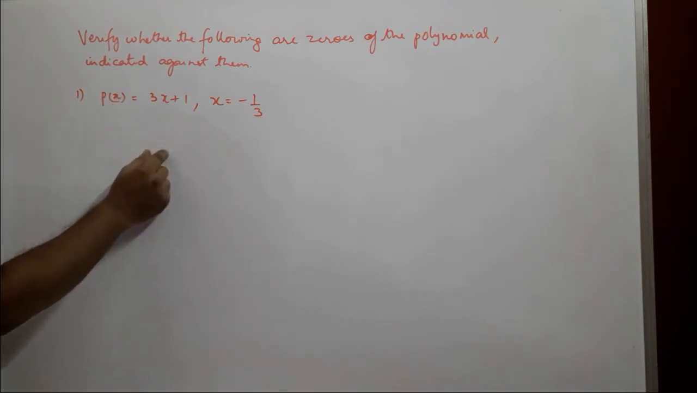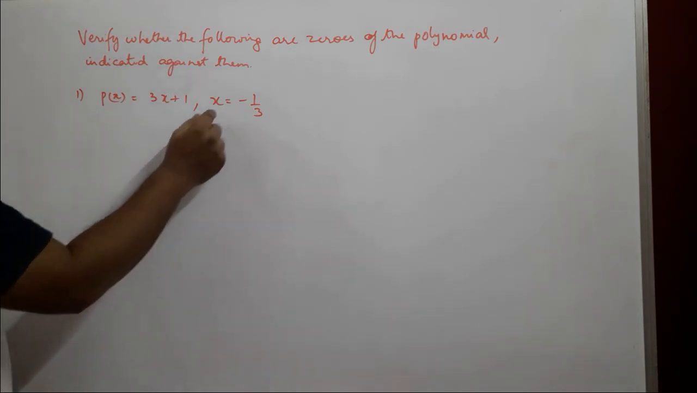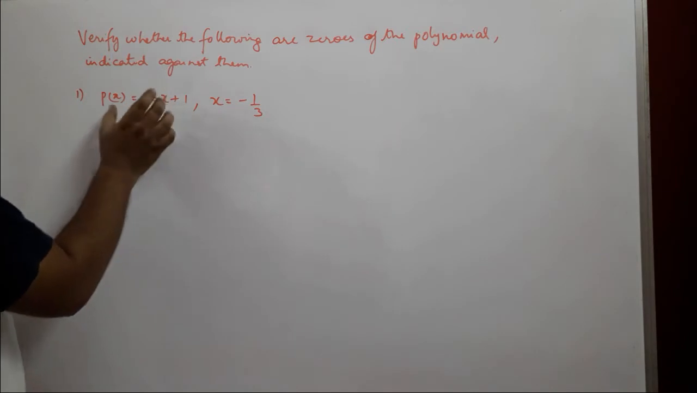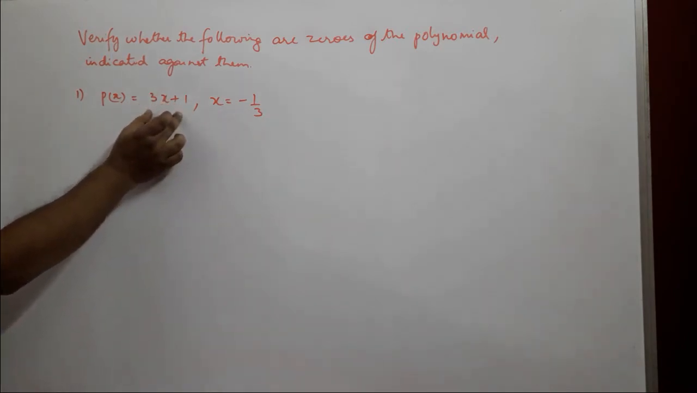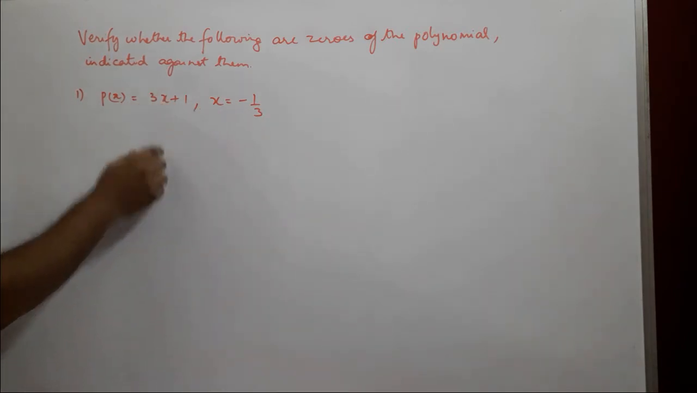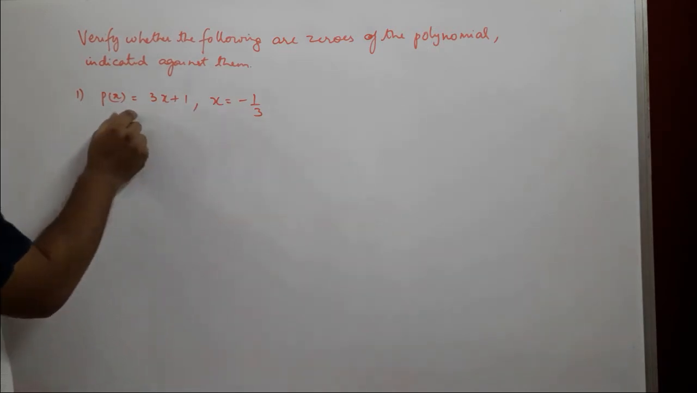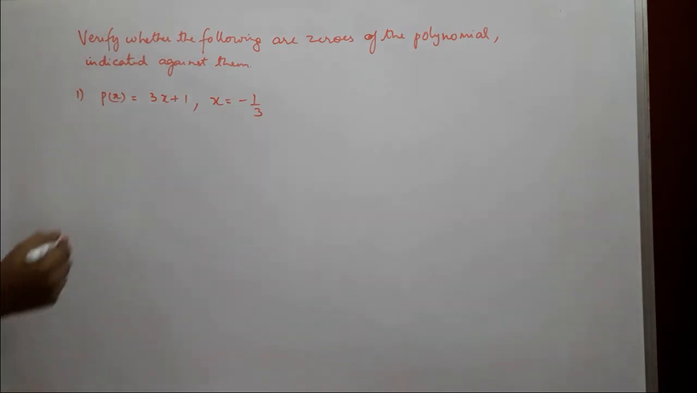If it does become equal to 0, we can then conclude that x equal to minus 1 upon 3 is a zero of this particular polynomial. But if we do not get it equal to 0 and we get some other value, that means this is not a zero of this polynomial. So let us check this out.